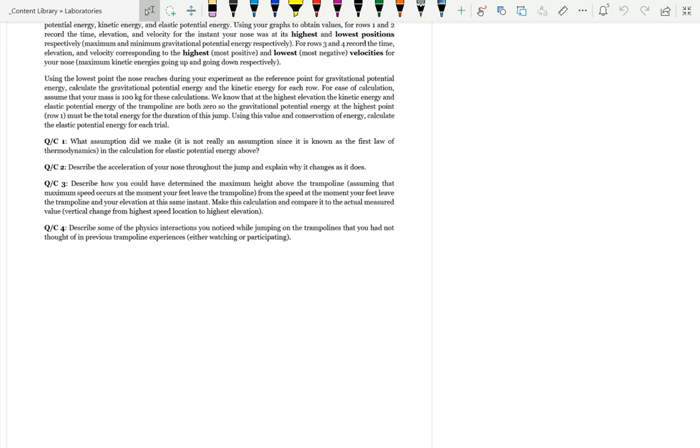Okay, describe how you could have determined the maximum height above the trampoline, assuming that maximum speed occurs the moment your feet leave the trampoline, from the speed at the moment your feet leave the trampoline and your elevation at the same instant. So this brings us to the work-energy relation again. The work-energy relation: net work is equal to change in kinetic energy.